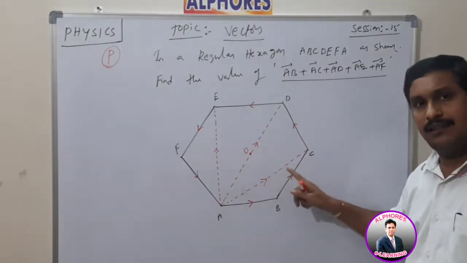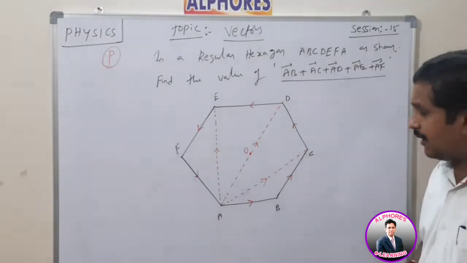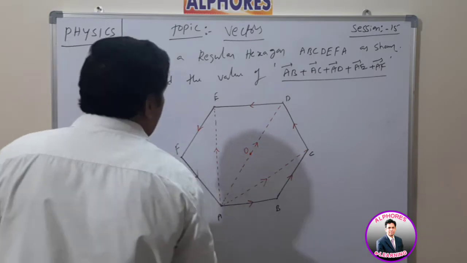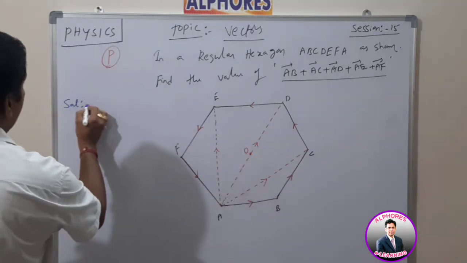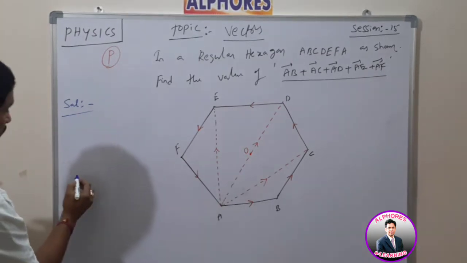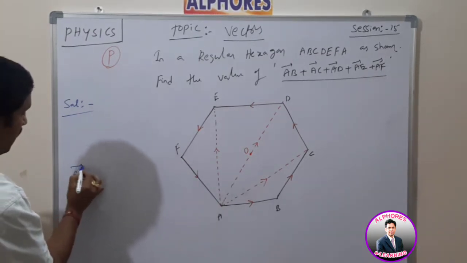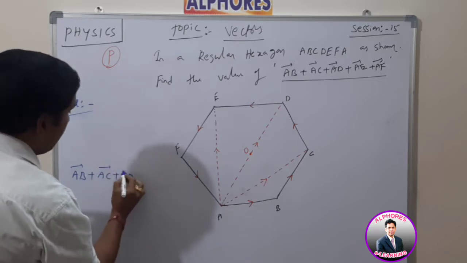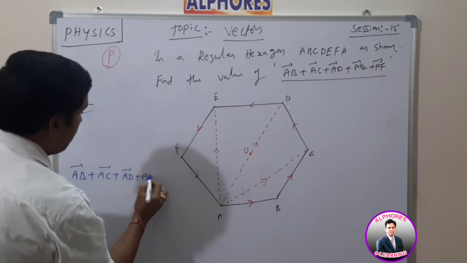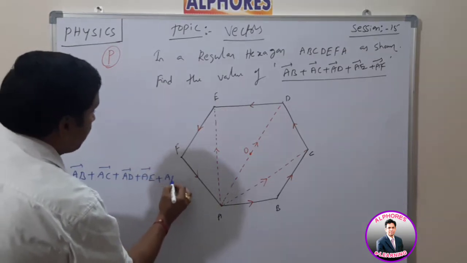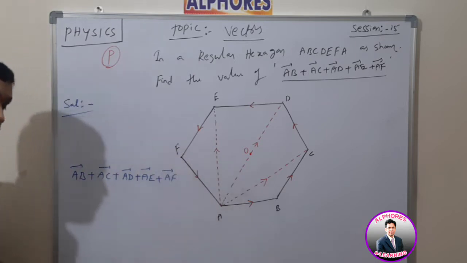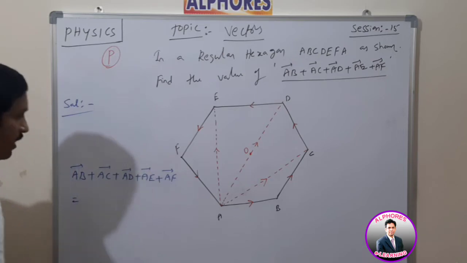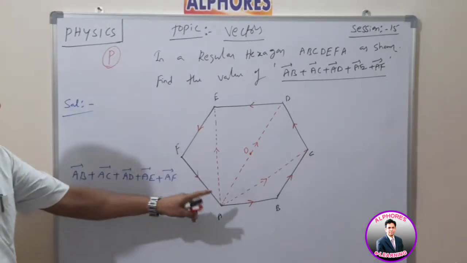Listen carefully again. That means I have to take this relation, and then prove the value of the sum of all the vectors. Before going to the solution, I have to take the condition given in the question: AB bar plus AC bar plus AD bar plus AE bar plus AF bar. Listen carefully, this is the given question. Now, by taking this value, it can be solved by using the triangle law of addition of vectors.